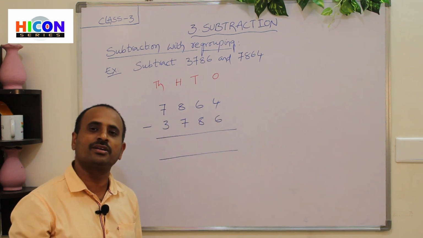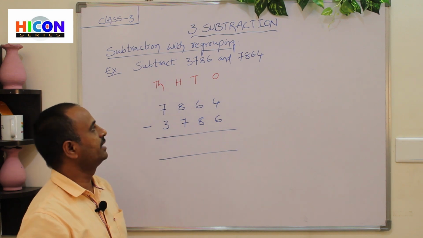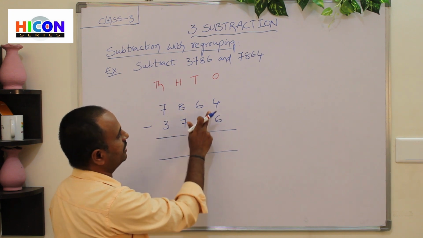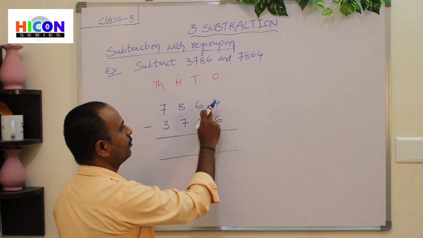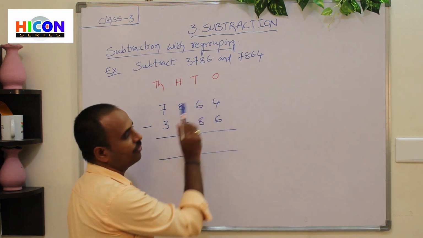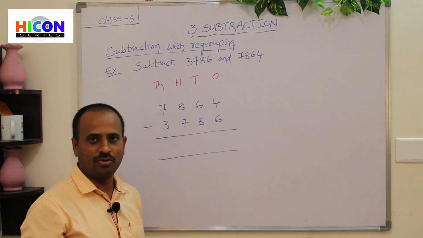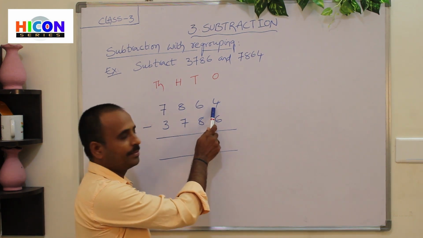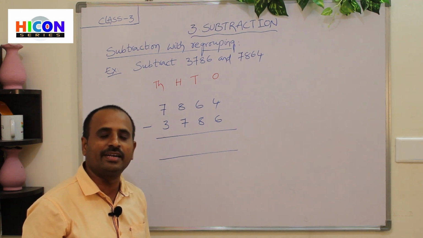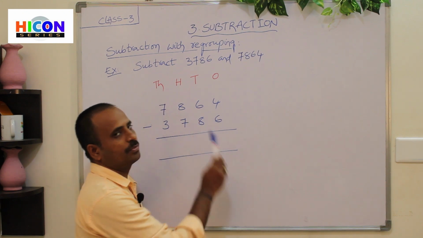Addition or subtraction, either one, we have to start from the ones place. So let us start the subtraction from the ones place. Children, see what digits are present in the ones place? 4 and 6. So we have to subtract 6 from 4. Is it possible? Can we subtract 6 from 4? No, because 4 is the smaller number and 6 is the greater number. We cannot subtract the greater number from the smaller number. So here subtraction is not possible.